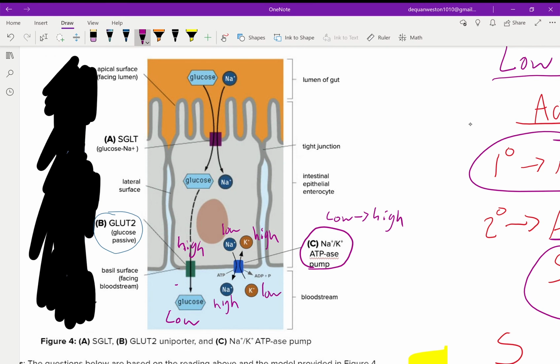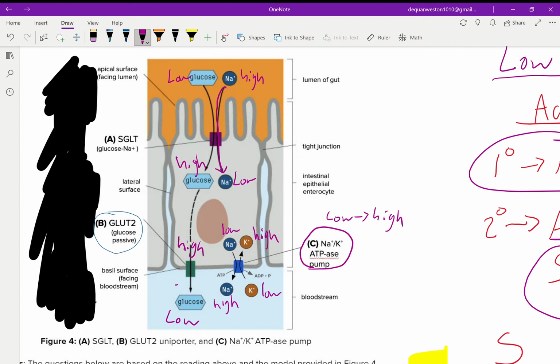If glucose is high in the cell, but it's low outside, or you could work it from sodium. So let's go to sodium. We'll say that sodium is low and this one is high. Right off the bat, we know this is following its concentration gradient. And since it's a symporter, that means the other one must not be following its gradient. Because symporter brings one from low to high and one from high to low. So this one must be low to high.